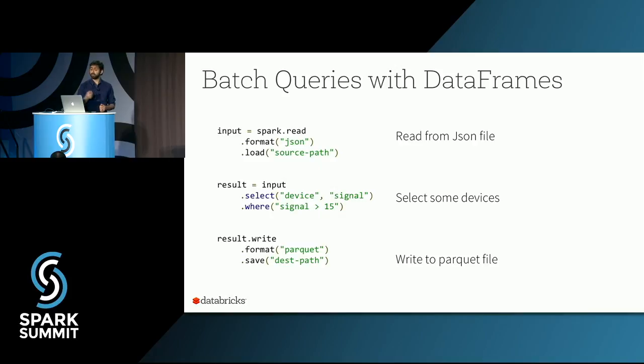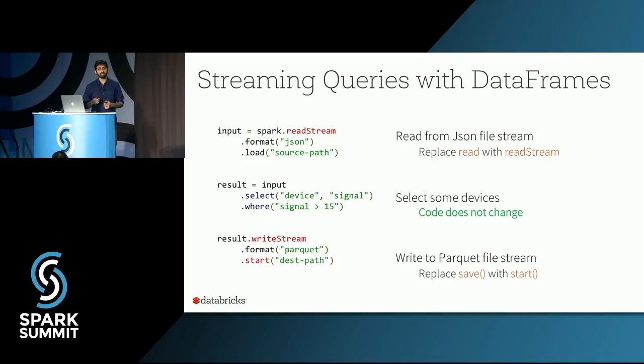So for example, if you want to write a batch query using data frames, you'll have this sort of simple code where you're reading from JSON, you're doing some selecting, filtering on it, and then writing it out to Parquet. Now, this works in batch data. To convert it to work on streaming data where you have JSON files coming in a directory, all you need to change is change read to read stream and write to write stream.